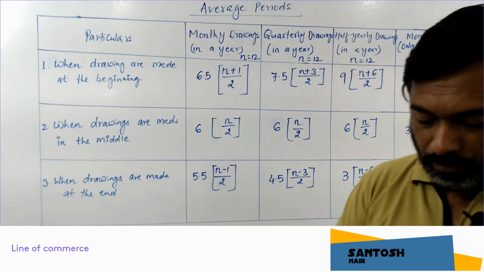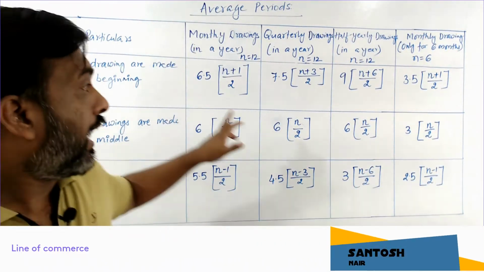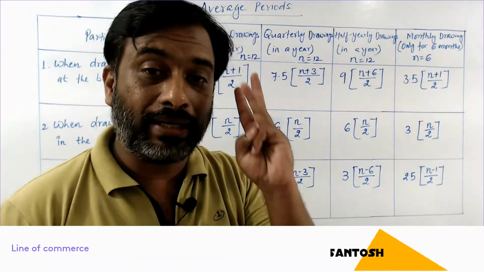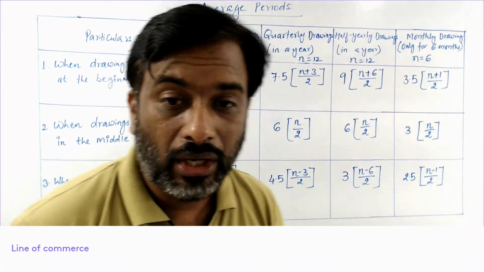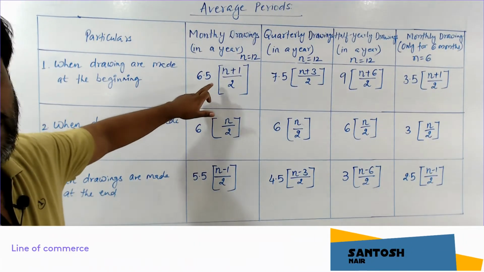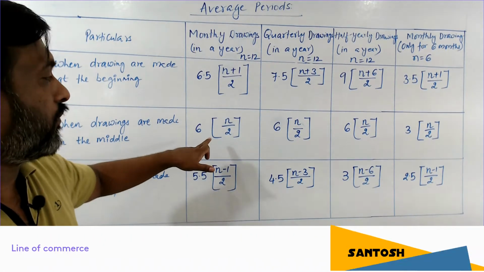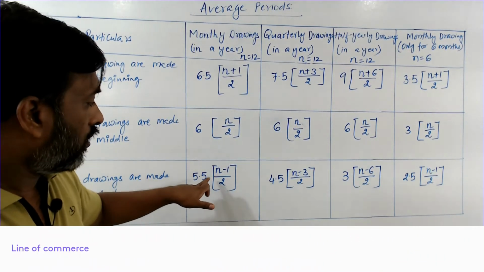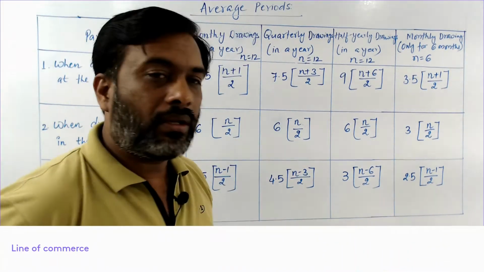So please remember, if it is in the beginning of each month, n plus 1. For monthly it is 1, for quarterly it is 3, for half yearly it is 6. So if it is beginning of each month, then n plus 1 divided by 2. If it is middle of each month, n by 2. If it is at the end of each month, n minus 1 divided by 2.